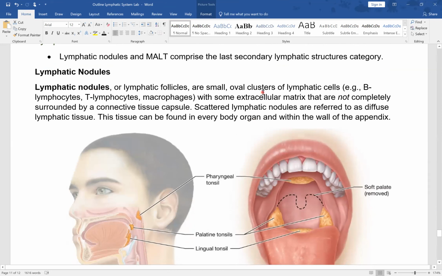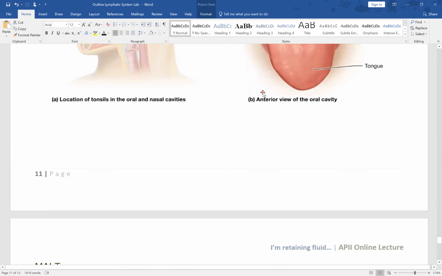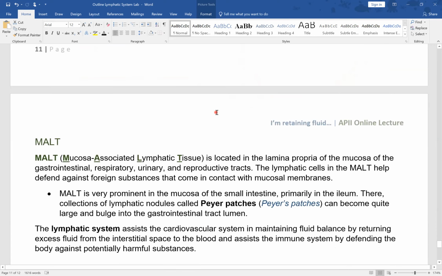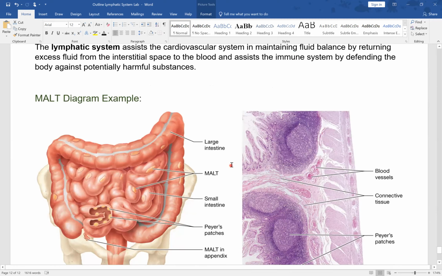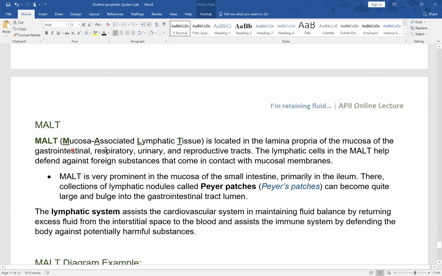Lymphatic nodules. Now, I might move this down here, this part when you see this. But these are this type of thing. So MALT, great name, mucosa associated lymphatic tissue. It's areas like these lymph nodule type tissue found in all of the major organ areas. And it's an area called the lamina propria, a layer of the mucosa layer. There's 4 layers: mucosa, submucosa, muscularis, and serosa. And so these are located there.